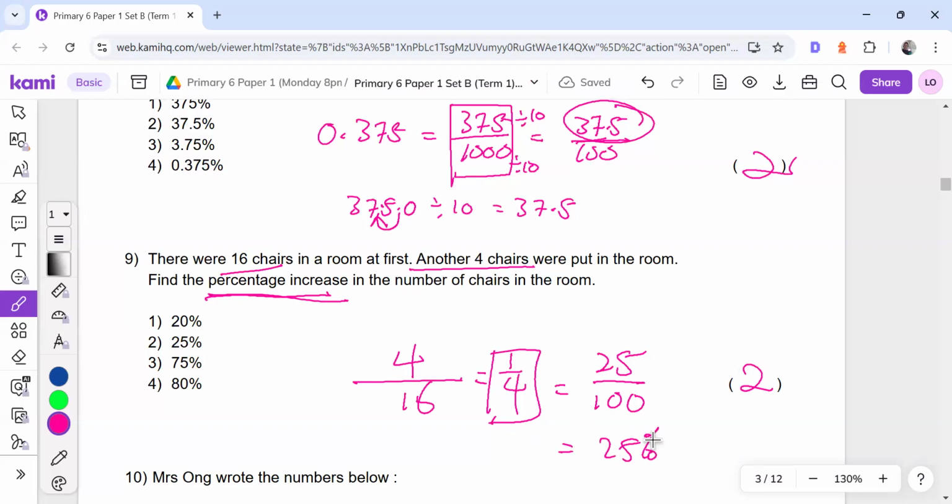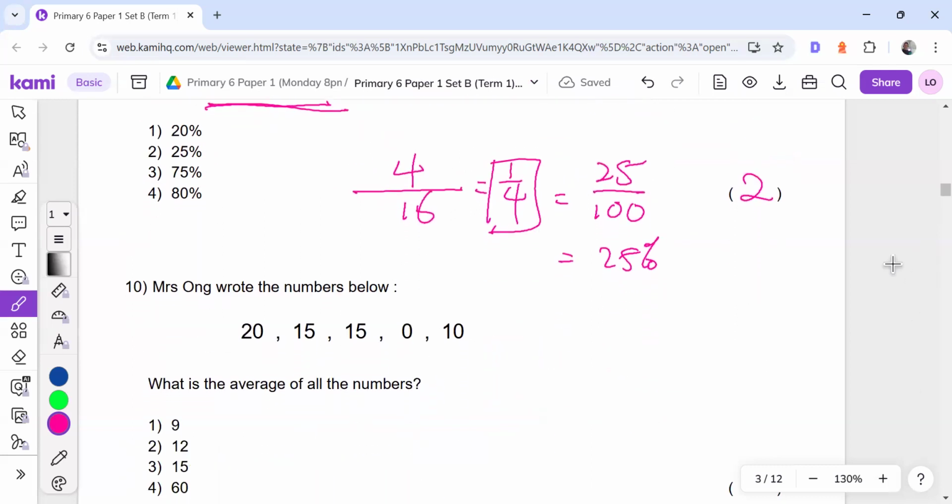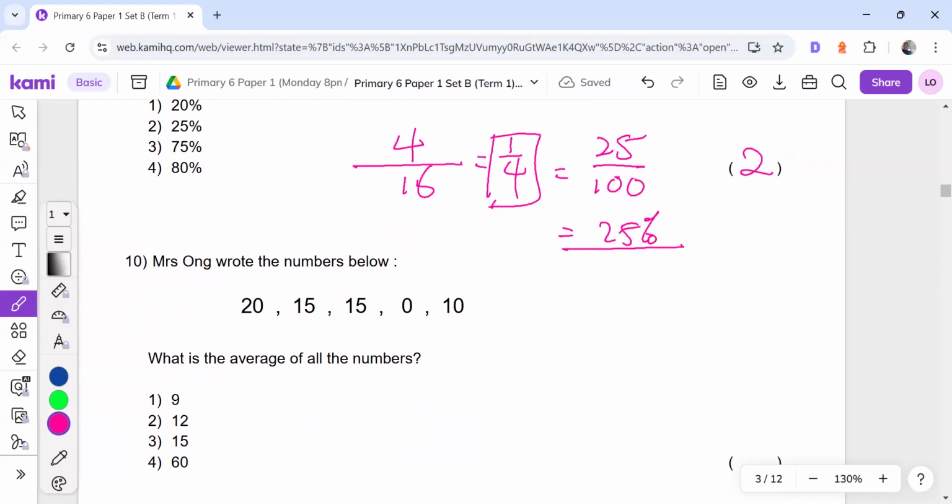25% increase. Those in my class, I hope you know, we have gone through this in our lessons already. If you still make mistakes, I don't know what to say already. Okay, let's go to question 10.